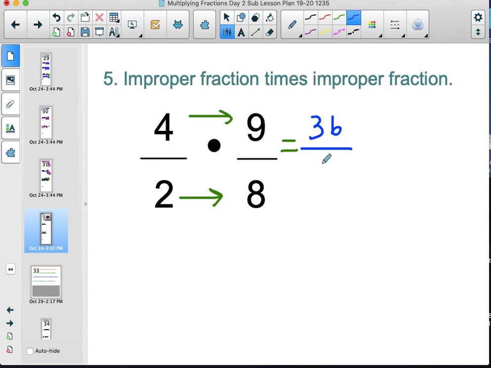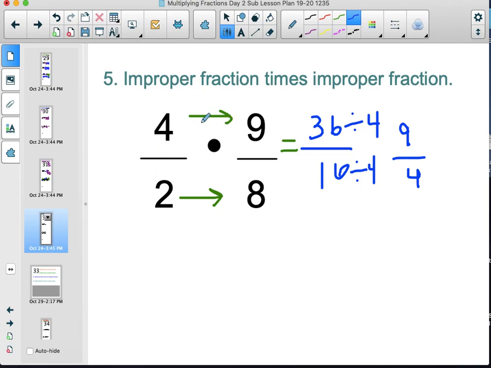So if you just multiply straight across, you're going to get 36 over 16. And you can say, you know what? I know that the number 4 goes into 36 and 16. And when you divide that, you get 9 over 4. Okay, which we will work on in the next video, how to simplify that.